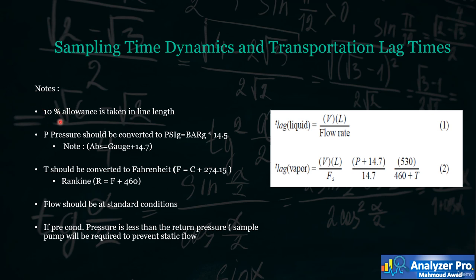First, 10% allowance is taken in line length. For the pressure compensation, units are important. In this equation the pressure should be in psi gauge, then 14.7 is added to it to transform it to absolute pressure. If the pressure is given in absolute form we don't add the 14.7. If the pressure is given in bars we multiply by 14.5 to convert it to psi. Also, temperature should be converted to Fahrenheit, which is equal to the temperature in Celsius plus 274.15, and finally the flow should be at standard conditions.